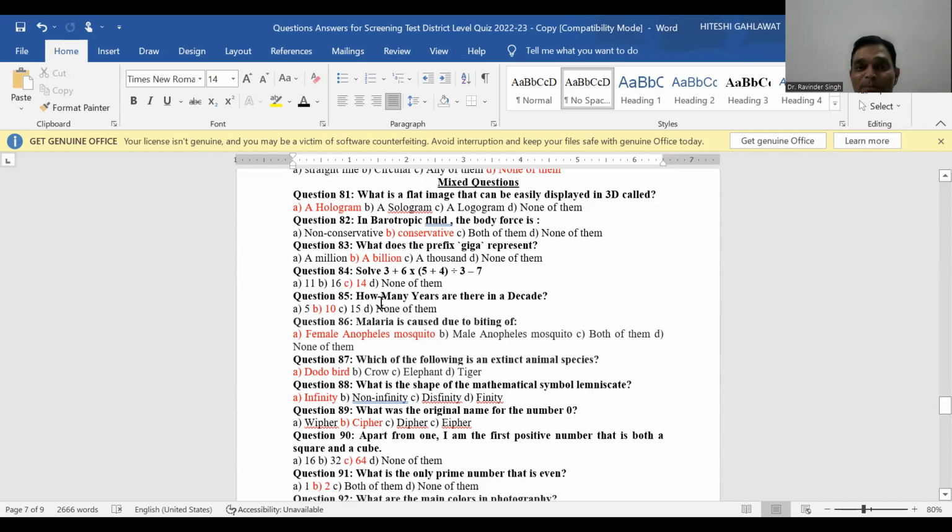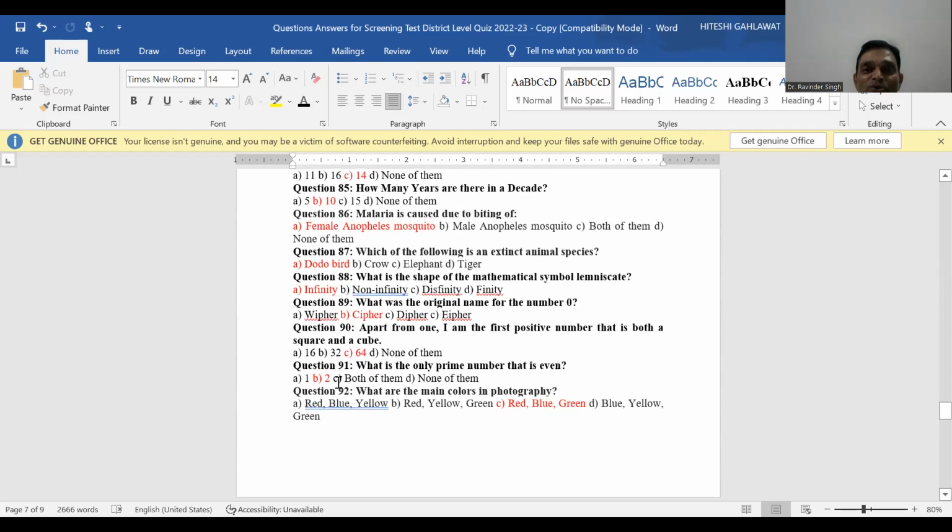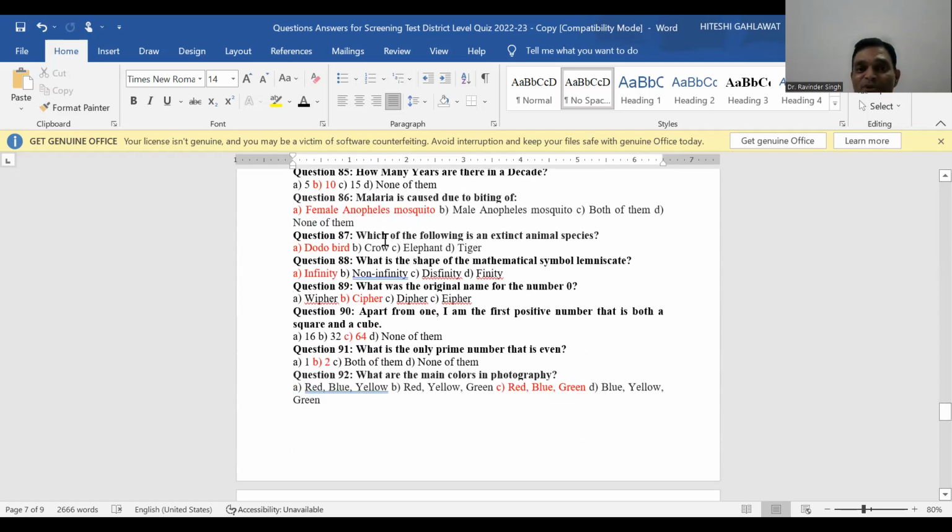Question number 82. In the barotropic fluid, the body force is conservative. What does the prefix giga represent? A billion. Solve 3 plus 6 multiplied by bracket 5 plus 4 divided by 3 minus 7. We will use the BODMAS formula. Answer is 14. Question 85. How many years are there in a decade? Answer is 10. Malaria is caused due to the biting of the female Anopheles mosquito.